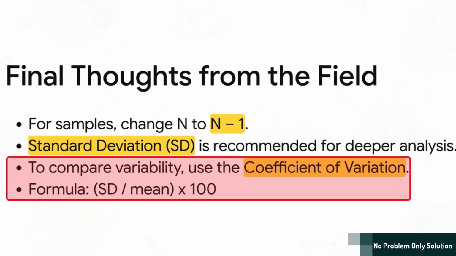And finally, what if you want to compare the spread of two totally different things, like maybe student heights versus their test scores? For that, there's a special tool called the coefficient of variation. It basically turns the spread into a simple percentage so you can compare apples and oranges.